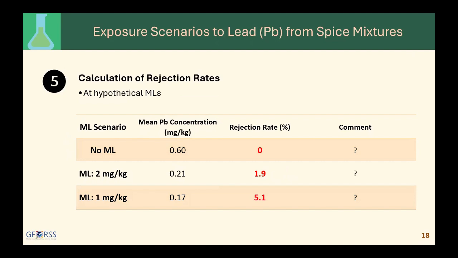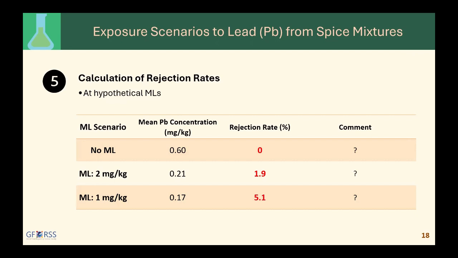How do we calculate the rejection rate? We set hypothetical MLs. Let's consider that I apply an ML of 1 milligram per kilogram for lead. These hypothetical MLs, normally we take them from my percentiles. So my hypothetical MLs would be my 95th percentile, my 97.5 percentile, my 93 percentile. So I take the highest percentiles.